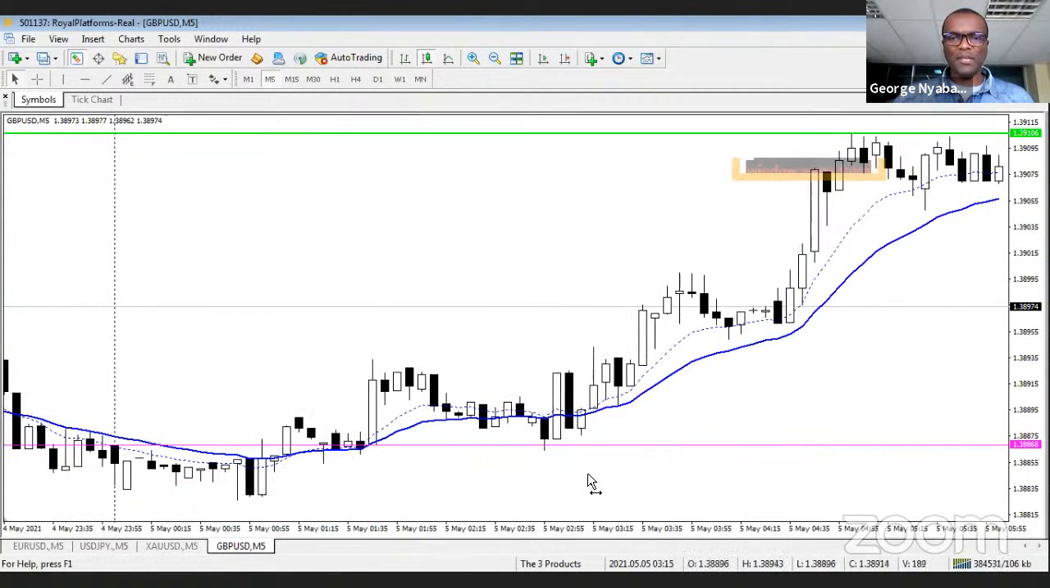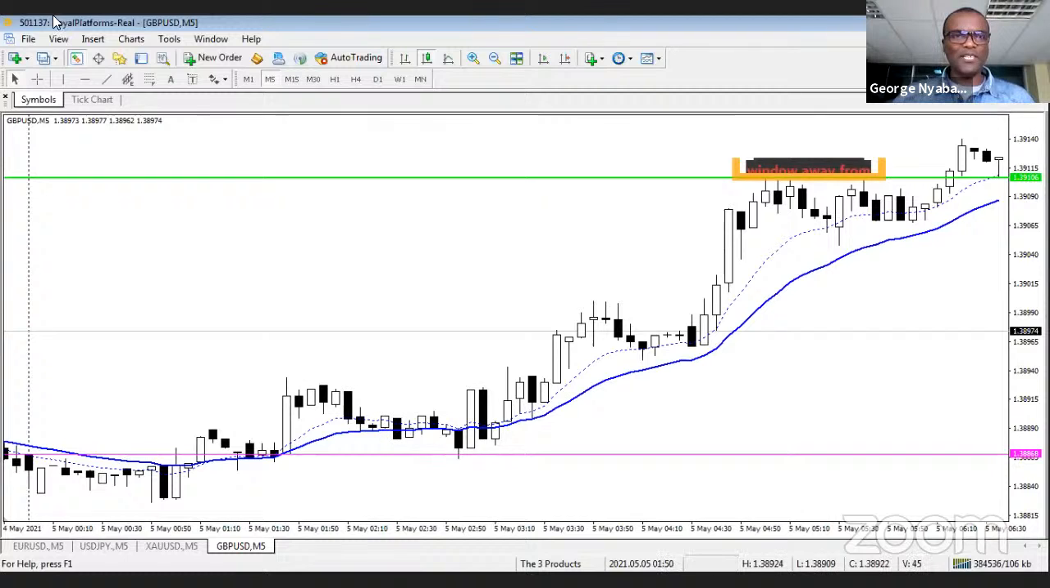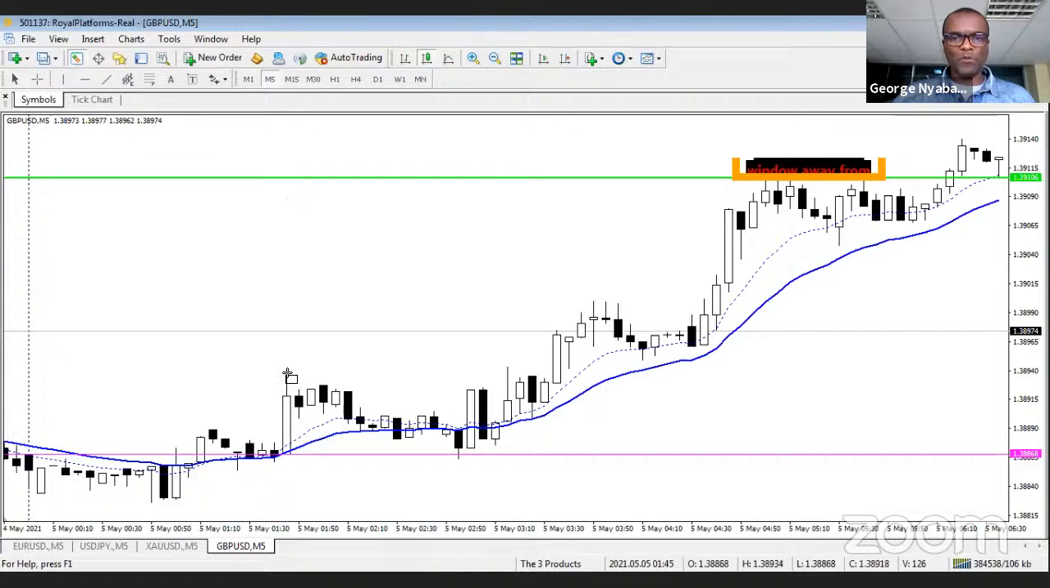So at some point, you would have seen this sideways price action. You would have seen that, just to highlight it for us. And you would have said, okay, the market has gone sideways in this particular area.